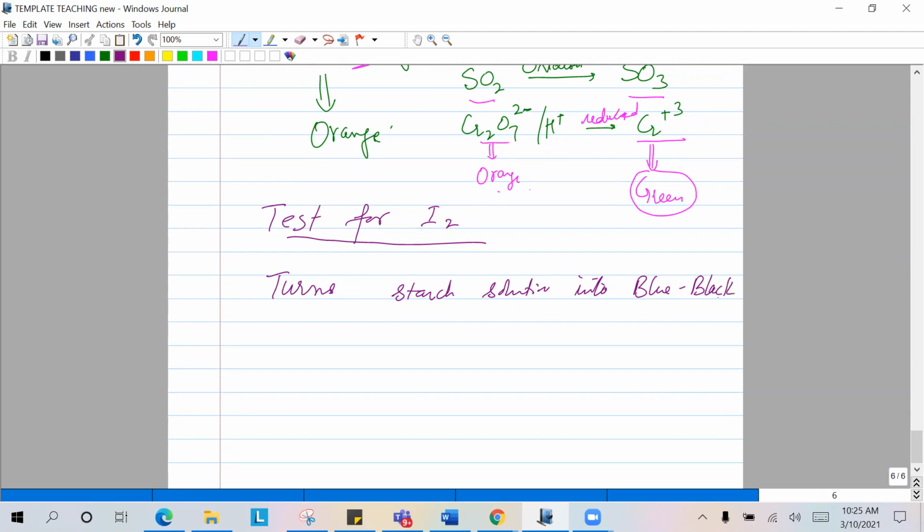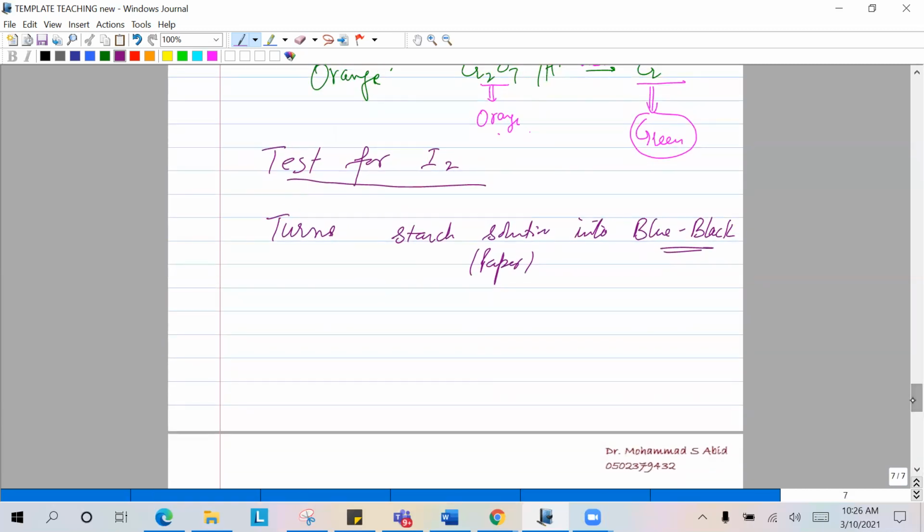So you get a blue black appearance when you take either a starch paper or a starch solution and you put it near the iodine gas which is coming out. So that's a simple test for I2. Then the last thing is the test for H2S.